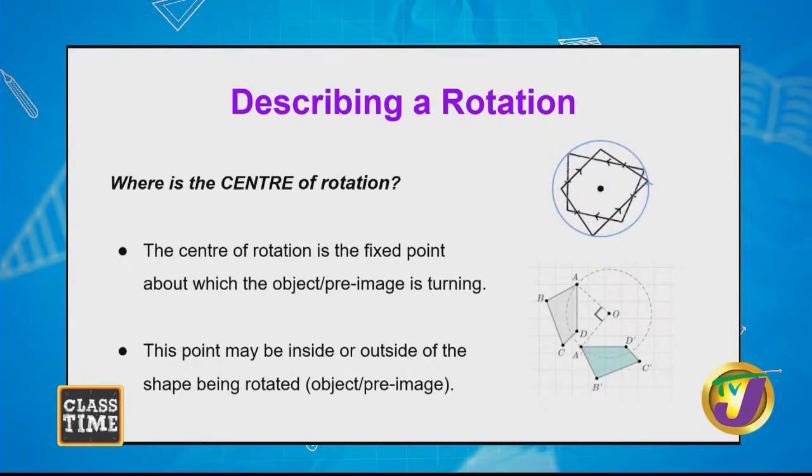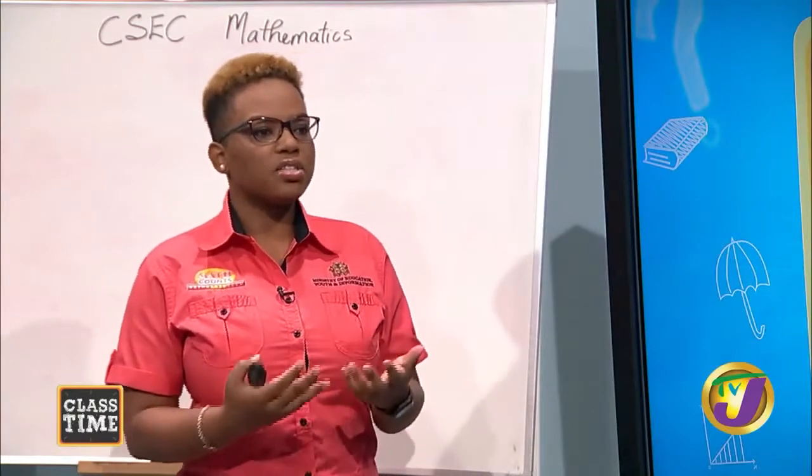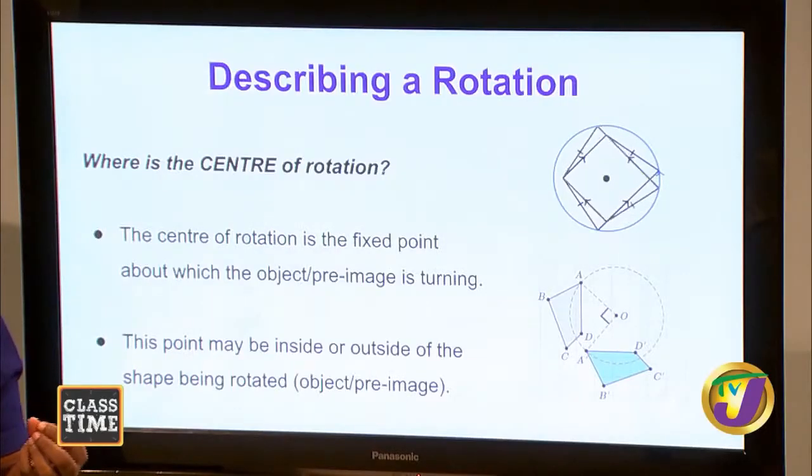And then, as you can see with the second image below that, the center of rotation is outside of the image, represented at O there on the diagram. Right? So we're saying that it can be either inside or outside. And of course, it could also be a point on the vertex or on the boundary of the object. Just put that in.